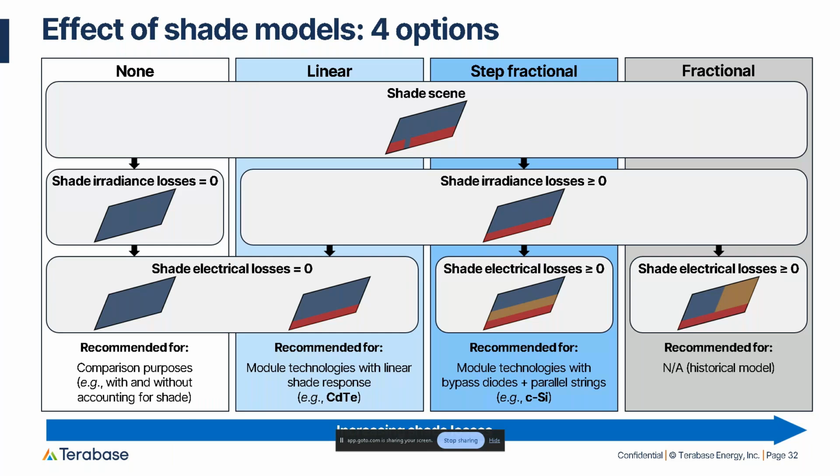The third model is our new model, our step fractional model. The first step is the same thing. You convert the shade shape to a shade fraction, but then on top of this shade fraction, we add electrical losses, and this is the model we recommend for module technologies that have bypass diodes or parallel strings, such as crystalline silicon. The last model is our fractional model. It's the historical PlantPredict model. There are some weird inconsistencies with it, so we do not really recommend it at this point.